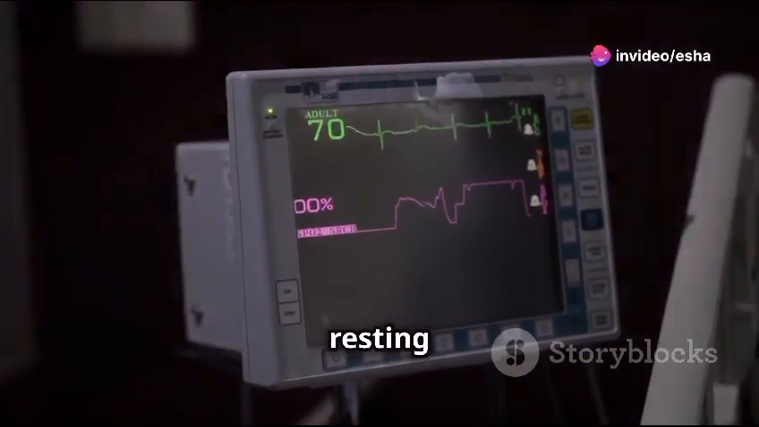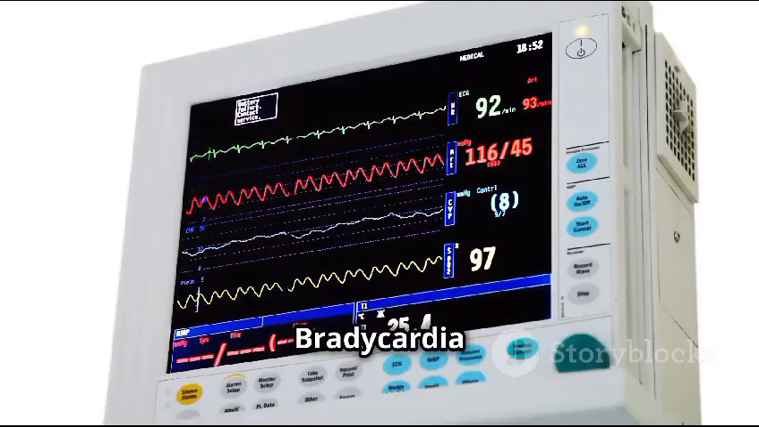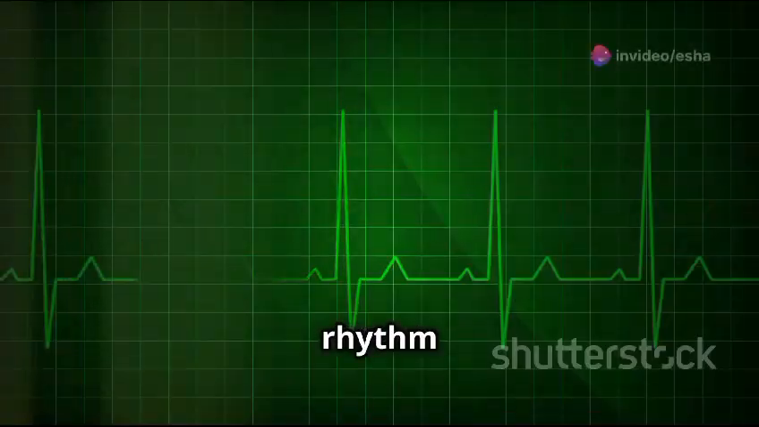A normal resting heart rate is between 60 and 100 beats per minute. Bradycardia is too slow, and tachycardia is too fast. Heart rhythm can be regular or irregular.